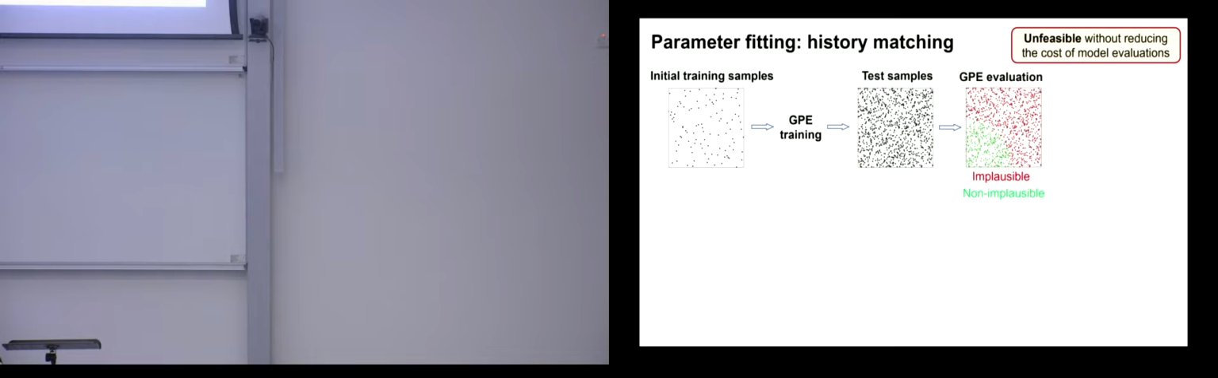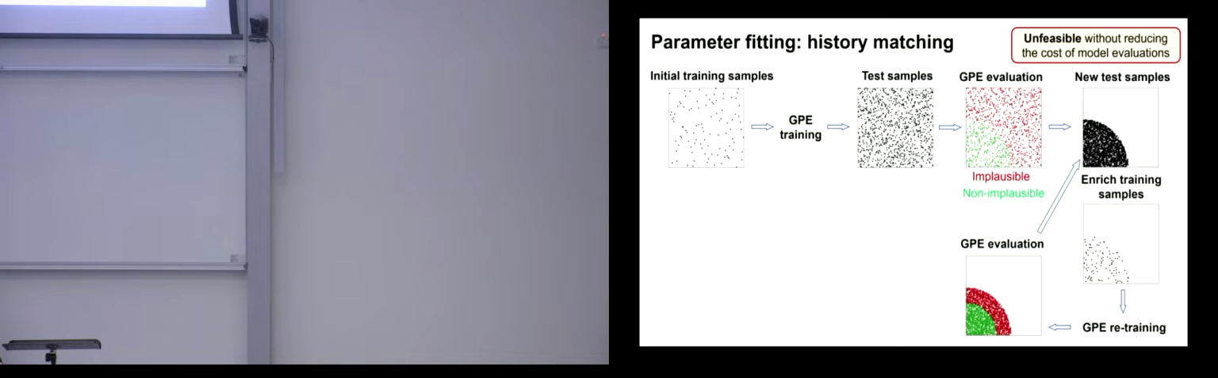And so what we then do is add in a layer of history matching. We take our initial values and train our Gaussian process emulator. We generate our test samples. We then look at which are physiological or non-physiological, or implausible or non-implausible, parameters. We enrich that space and then take new test samples and train against those, retrain our GPE, and then repeat the process again and again. So we can zoom in onto a space of physiologically plausible parameters.